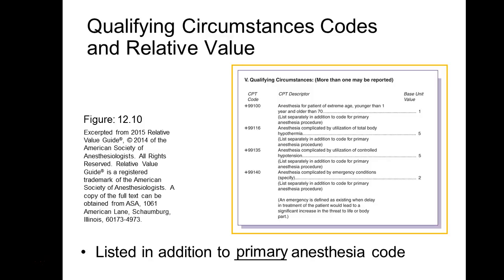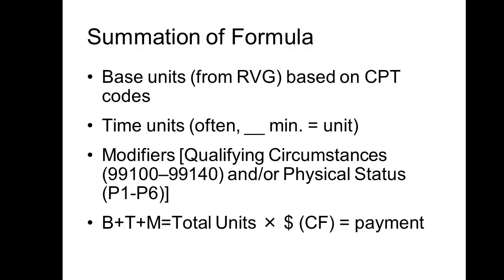Now again, a couple things you'll notice about these codes, they are all add-on codes. So they are always going to be listed in addition to the anesthesia code. The anesthesia code goes first, then the P modifier, then the add-on code. Okay, so again, this is what we're going to end up doing. We're going to be doing the base units plus the time units plus the modifying circumstances equals the total units. We take the total units times the conversion factor, and this equals how much we're supposed to get in payment. And again, the conversion factor is different for every geographic area.